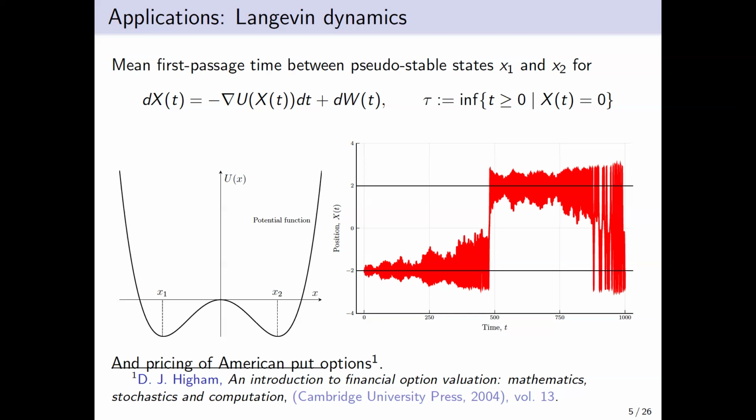If I simulate this SDE, it's going to oscillate in a way which looks something like what I have here. From time to time, you see a transition between the different pseudo-stable wells. And how often you have this transition in expectation is the expected exit time, the expected time it takes to hit 0 from wherever you start in one of these wells. Another application is pricing of American put options, where the optimal policy is related to how you hit a boundary surface. Here is a reference of interest.